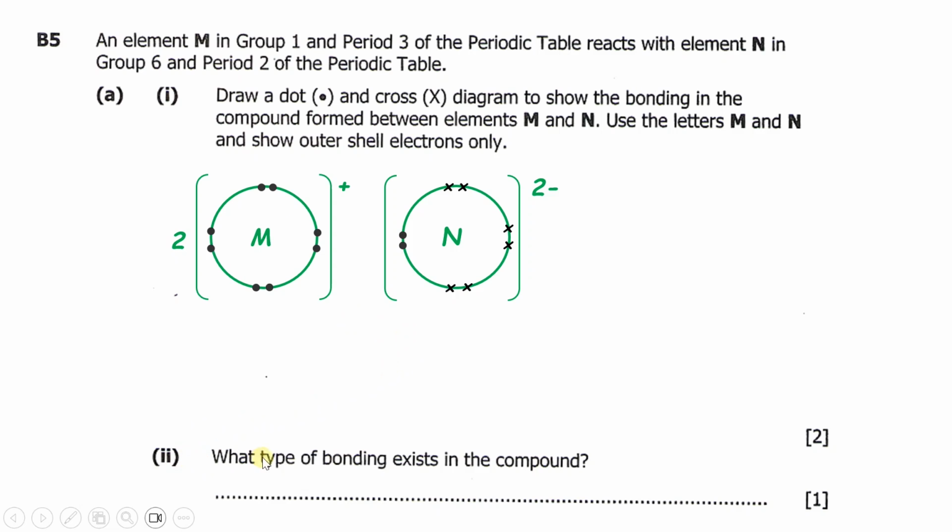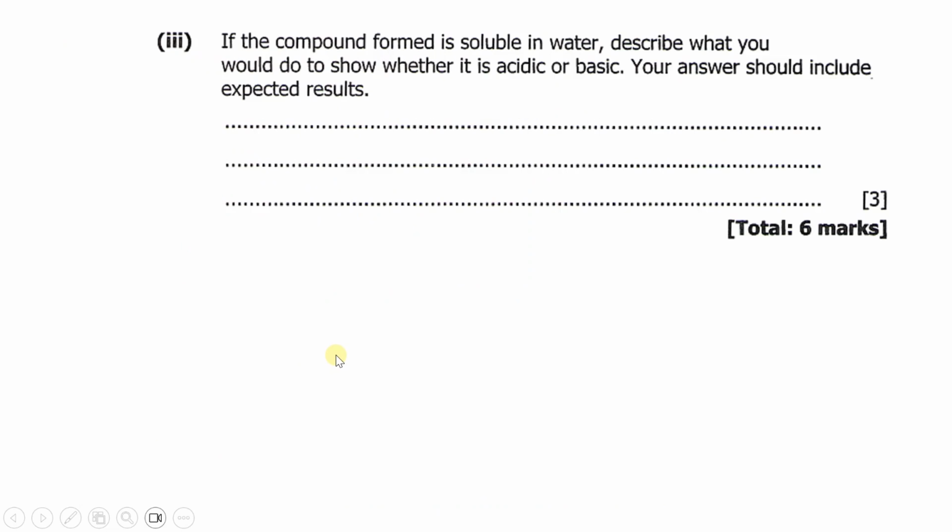Now part 2, they say what type of bonding exists in the compound. So the type of bonding here, it is ionic bonding, because it involves a metal and a nonmetal, and there's a transfer of electrons. So these electrons, they came from 2 sodium atoms.